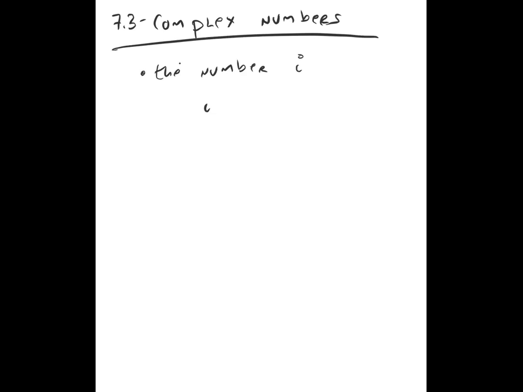Right, so this number I is defined as the square root of -1. And what we can say here is that I squared equals -1. Right, so I equals the square root of -1, and I to the power of 2 equals -1. And this should make sense mathematically, right? Because let's check it, right?